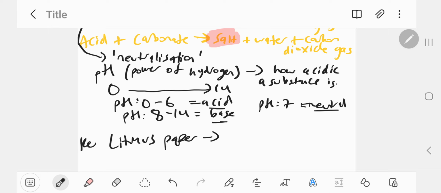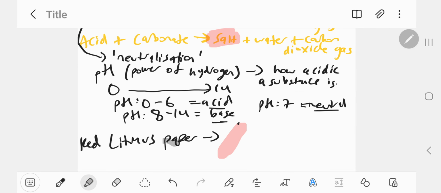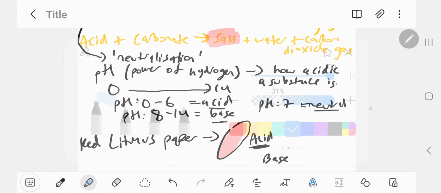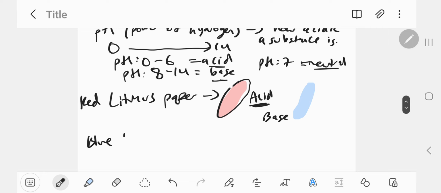So red litmus paper is just a strip of paper with a chemical on it. Acids make litmus paper turn red. Just think of red for acid. And bases make red litmus paper turn blue. And vice versa, if it's blue litmus paper, an acid will turn it red. Bases keep blue litmus paper blue.